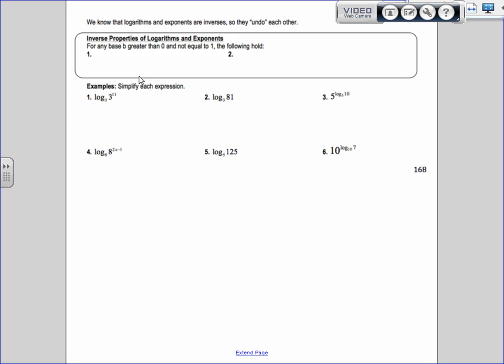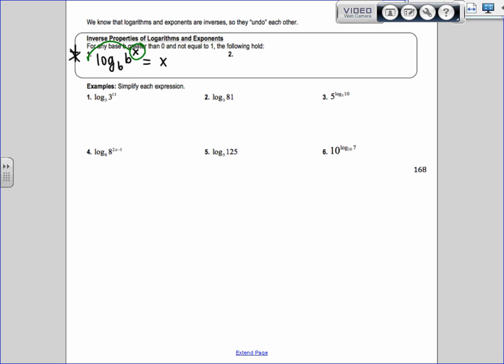So there are a couple of more properties. Again, all of these properties that I'm giving you that are in these boxes are very important. You need to know them. Okay, so if I have log base b of b raised to the x, it ends up being x. Okay, logarithms and exponential functions are inverses of each other. It's kind of like multiplication and division undo each other, right? These undo each other as well.